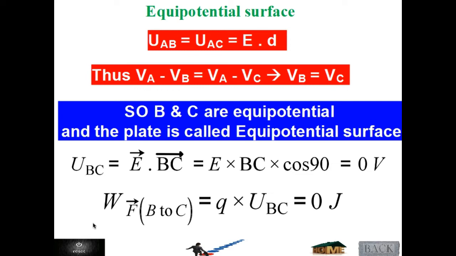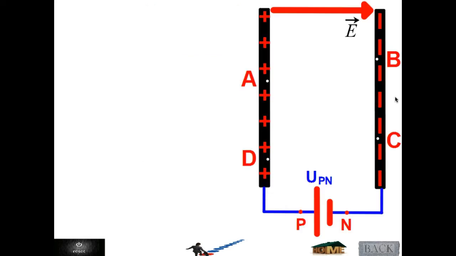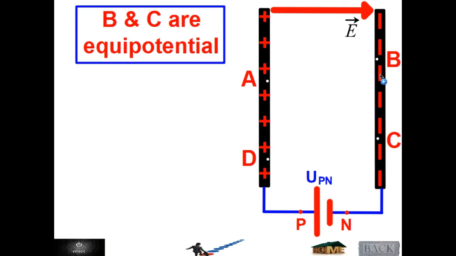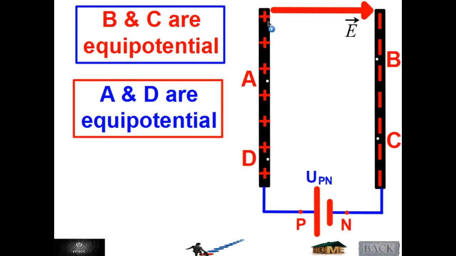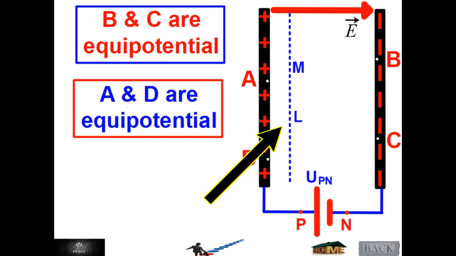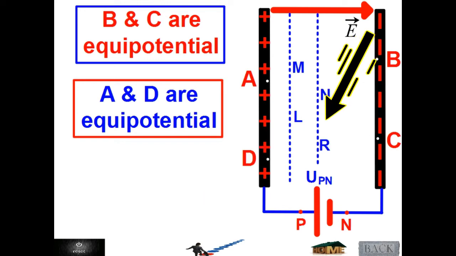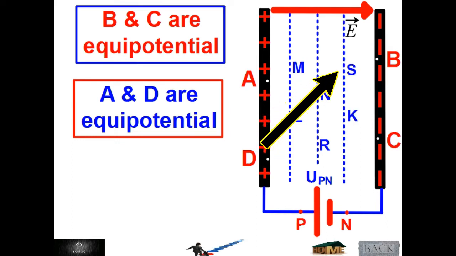Here also the electric field is perpendicular to the path from B to C, thus the work of the electric field is 0 joules. So here we can say B and C are equipotential since they are on the same equipotential surface. Also A and D are equipotential since they are on the same equipotential surface. And if I have this line parallel to the plates, it is also an equipotential surface. So M and L are equipotential. Also another parallel line, N and R are equipotential. Also here, S and K are equipotential.